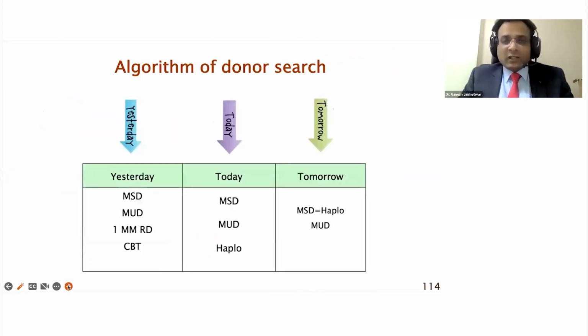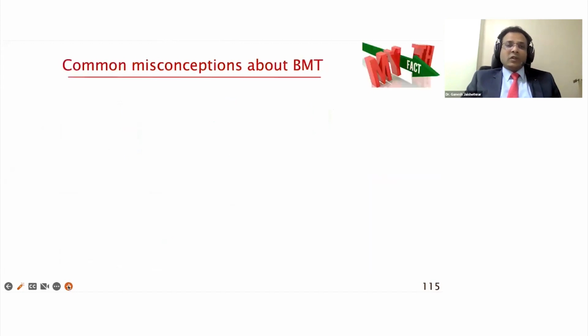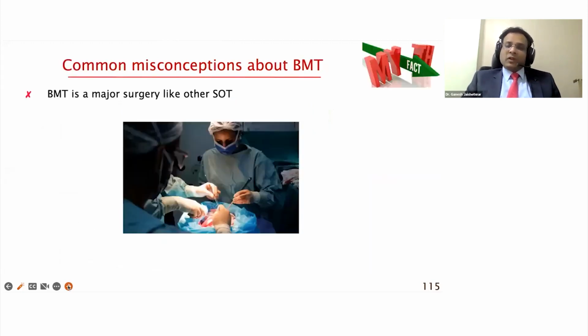So the algorithm of donor search, essentially tomorrow, it is postulated that the matched sibling donor transplant, because with haplo transplant, the long-term disease-free survival is being achieved on par with matched sibling donor transplant. So more and more haplo donors are being preferred for malignant indications versus unrelated international donor transplant.